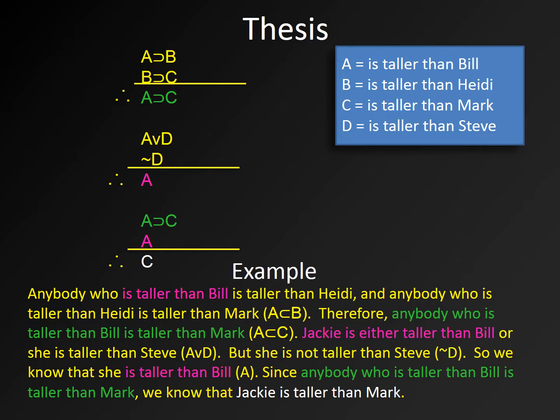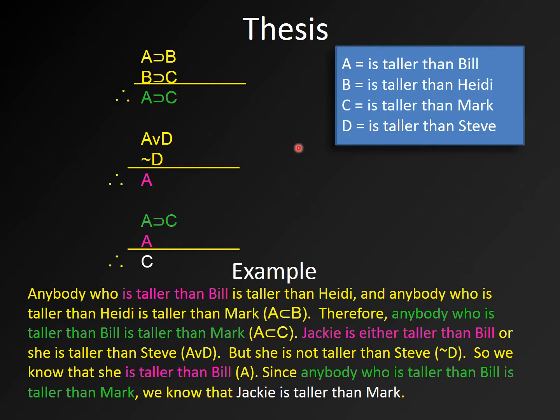It doesn't matter what fits in here, but I fit in some text here that makes sense. Anybody that is taller than Bill is taller than Heidi, and anybody who is taller than Heidi is taller than Mark. That is the A horseshoe B. Therefore, anybody who is taller than Bill is taller than Mark. A horseshoe C. And that gives us this conclusion here.